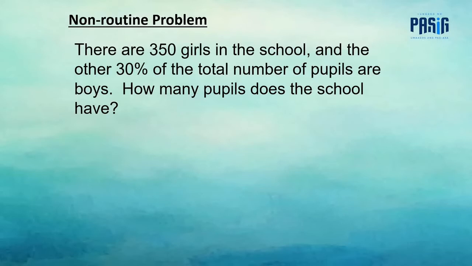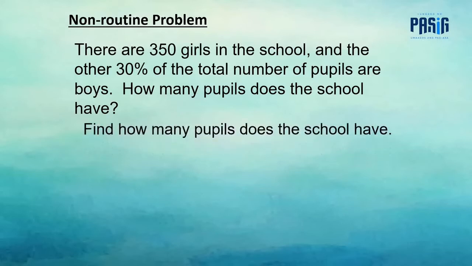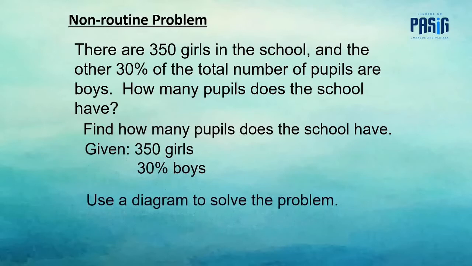Now, what are we going to find in the problem? Find how many pupils the school has. What are the given data? 350 girls, 30% boys. Use a diagram to solve the problem.